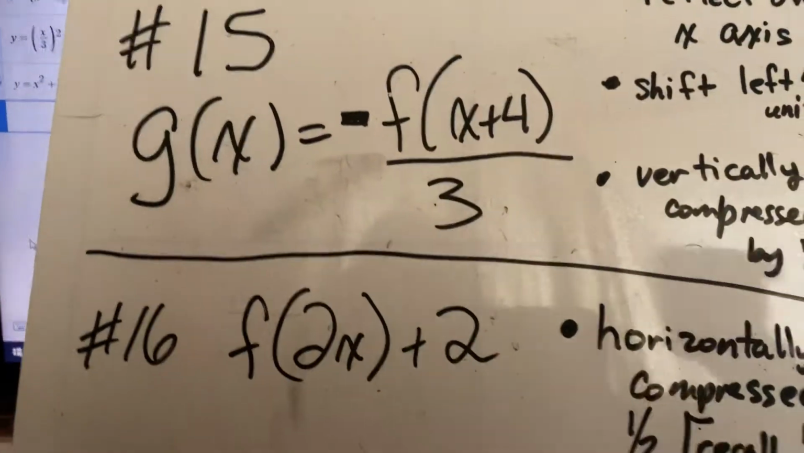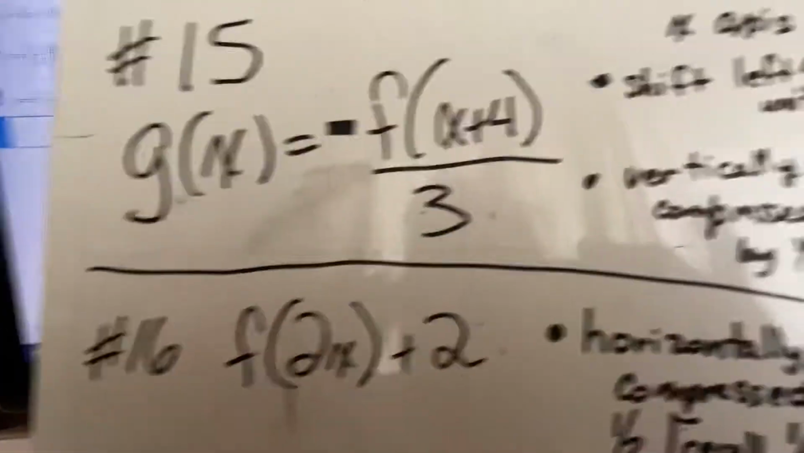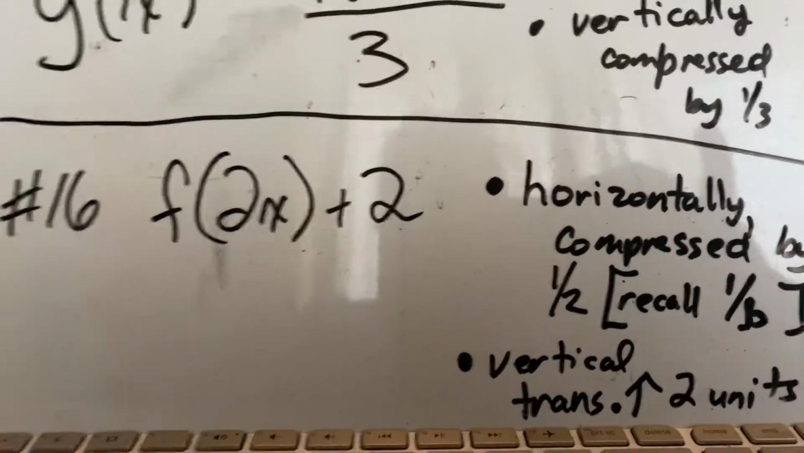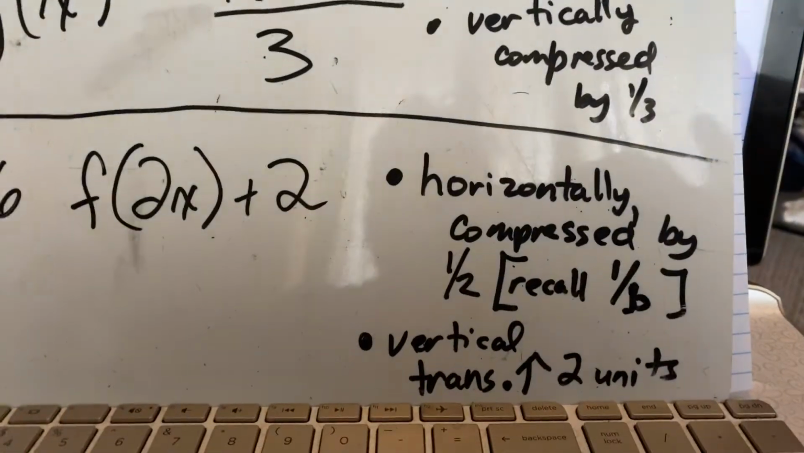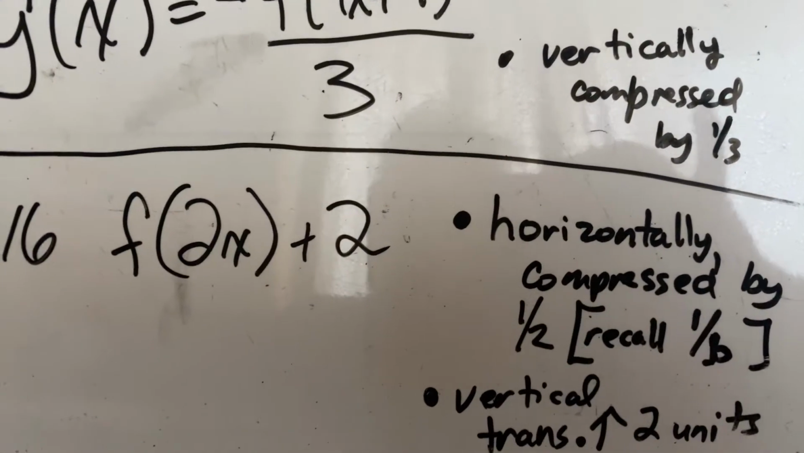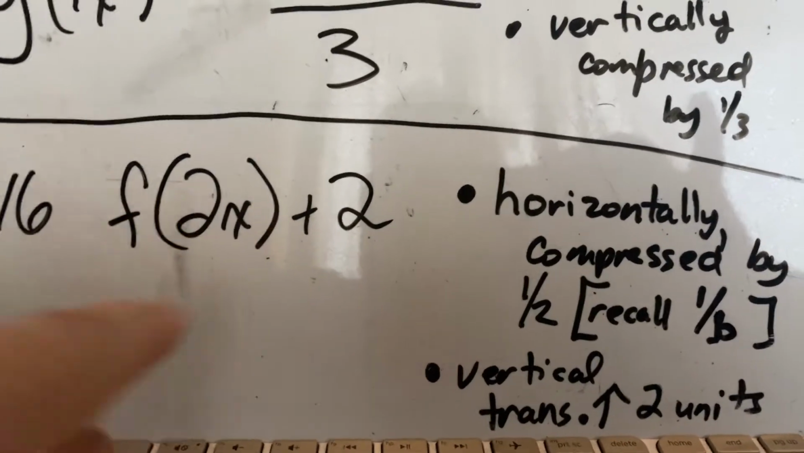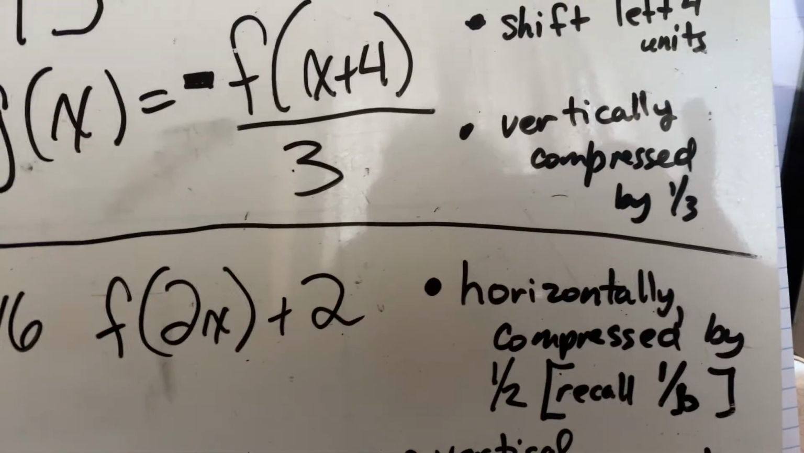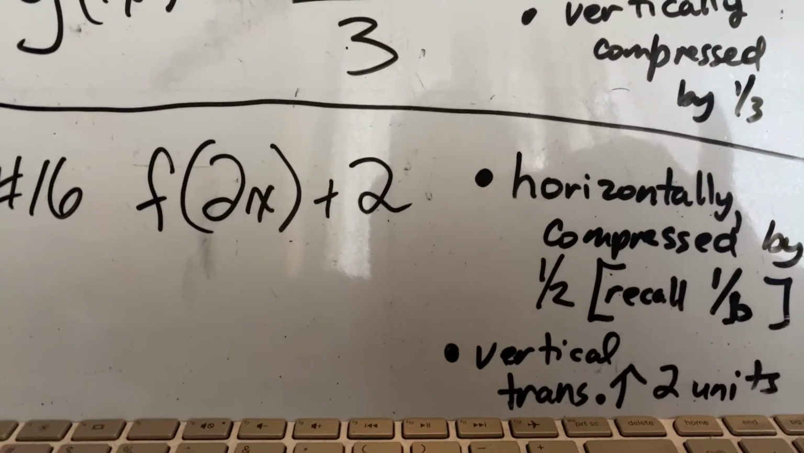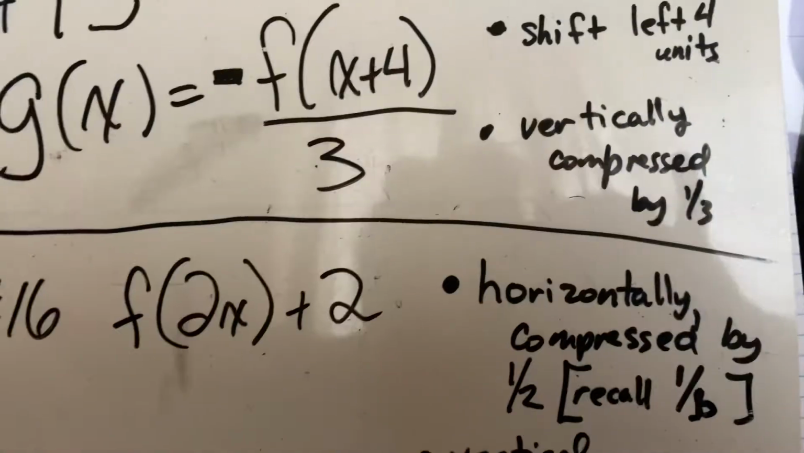All right, so the original function, they said f of x was x squared. I just want you to make sure that you know f of x, the original, was x squared, because you don't see it here. It's given in the directions. So this is a horizontal compression by 1/2, and recall that horizontal compressions and stretches are 1/b, so b is 2, so the compression is by 1/2. And translated up 2 units. Okay, so that was 15 and 16.